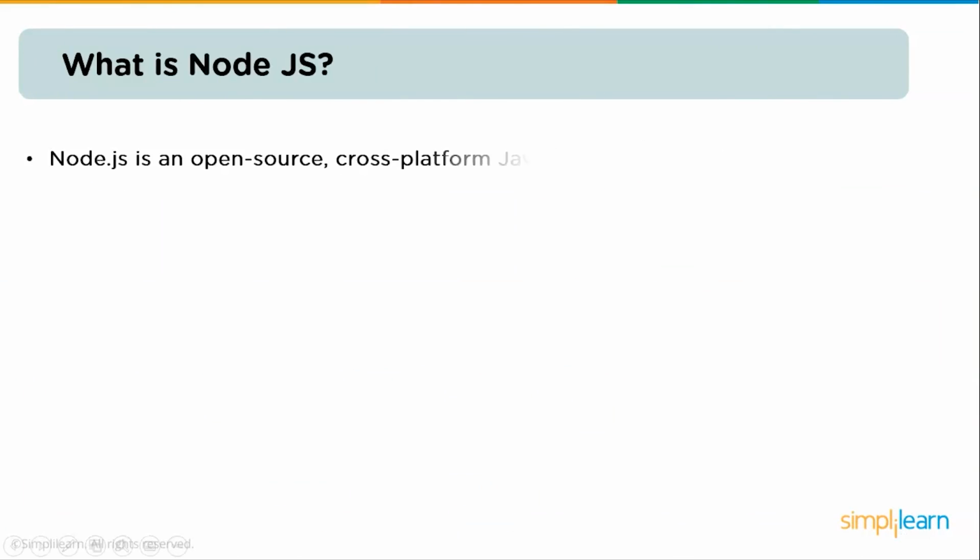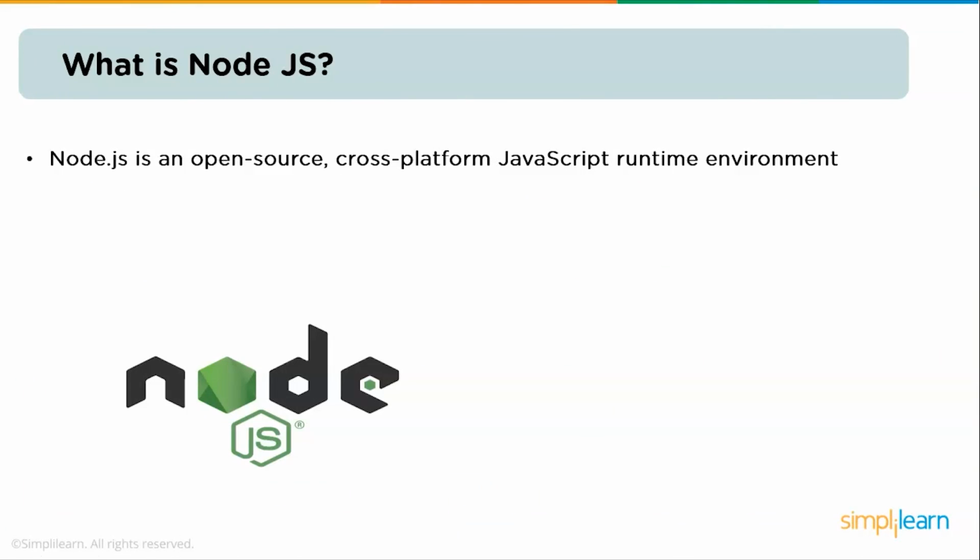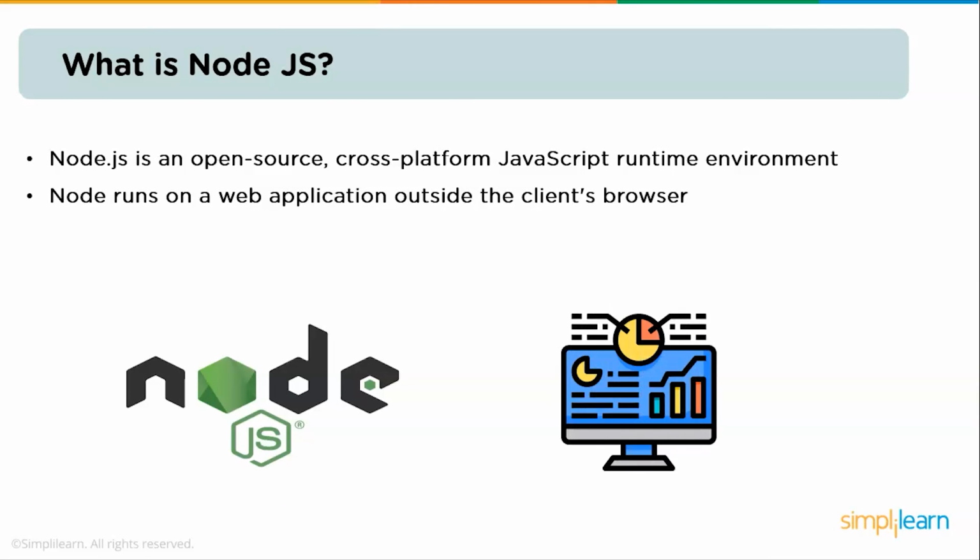What is Node.js? Node.js is an open source cross-platform JavaScript runtime environment, and it runs a web application outside the client browser. Node.js is used by developers to build server-side web applications. Node.js is perfect for data-intensive applications since it uses an asynchronous event-driven model.